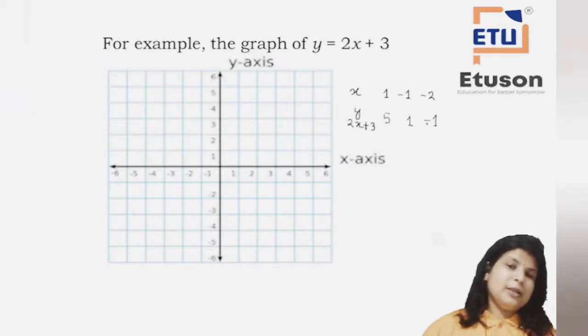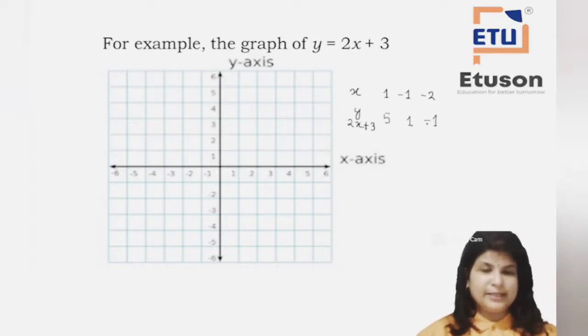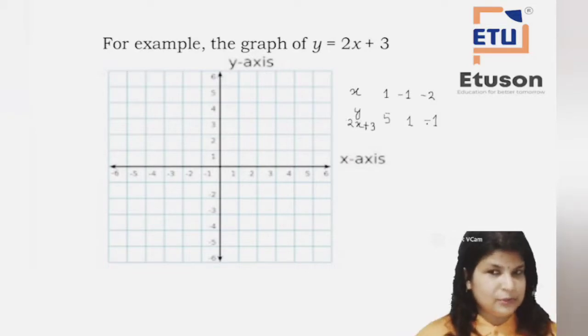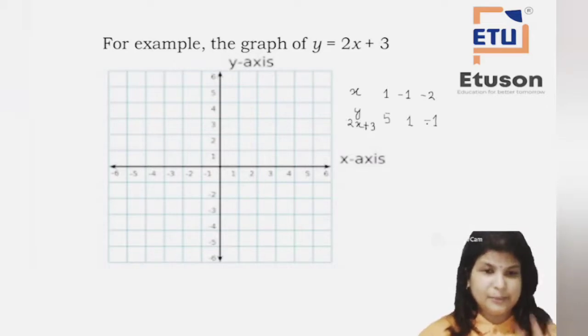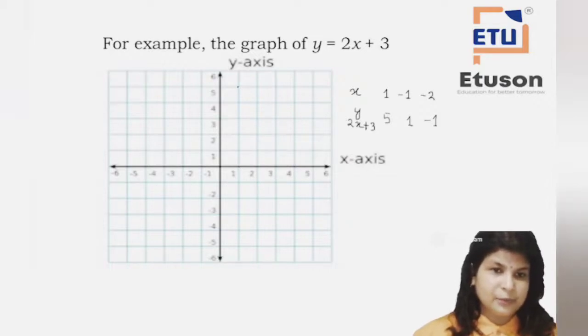So I have got 3 points now. Remember, in the x-axis we are taking the x values like 1, -1 and -2, and in the y-axis we are taking the p(x) value, which is nothing but 2x plus 3. So in this case the corresponding values are 5, 1 and -1 respectively. So now let us plot the points. The first point is x is equal to 1 and y is equal to 5, somewhere here.